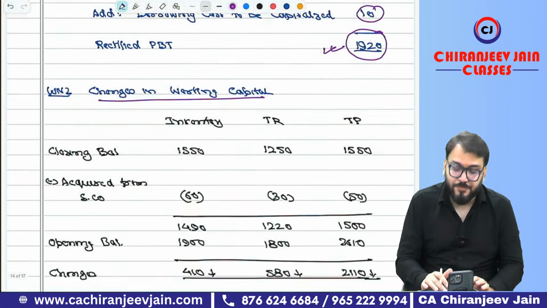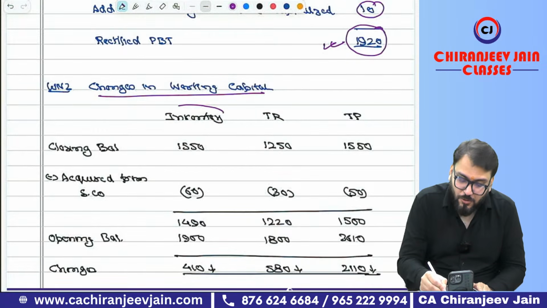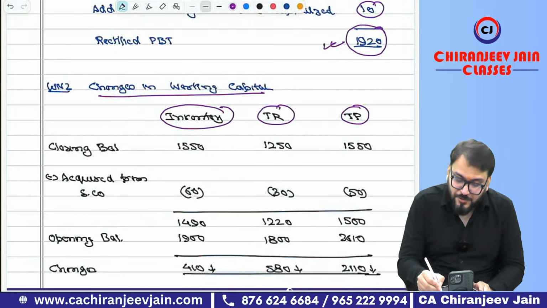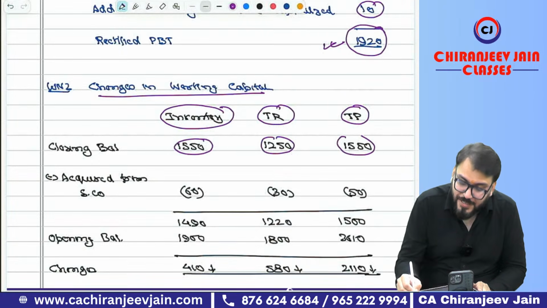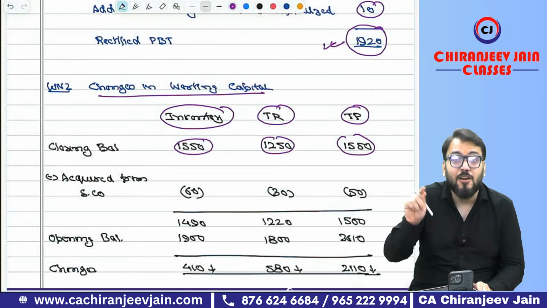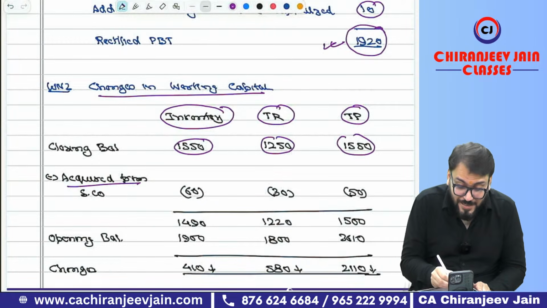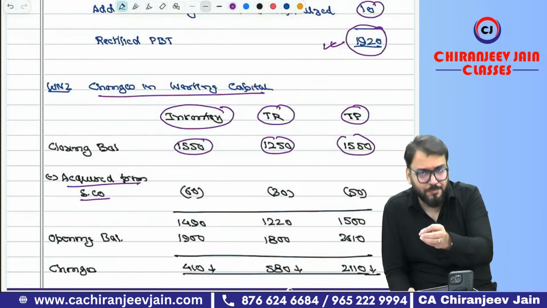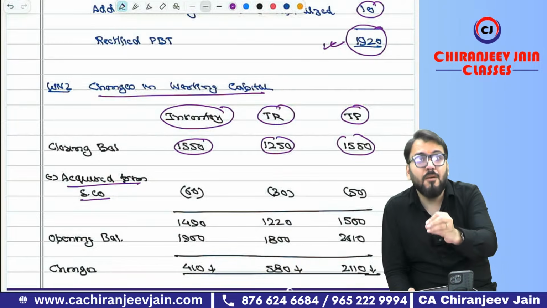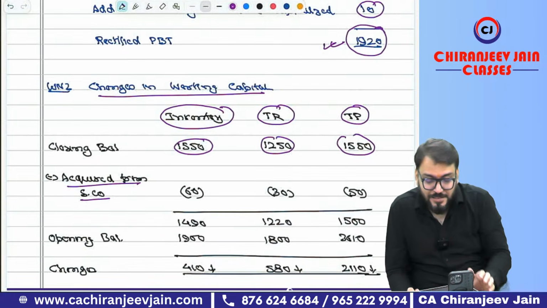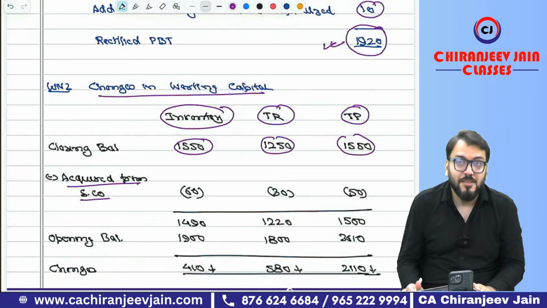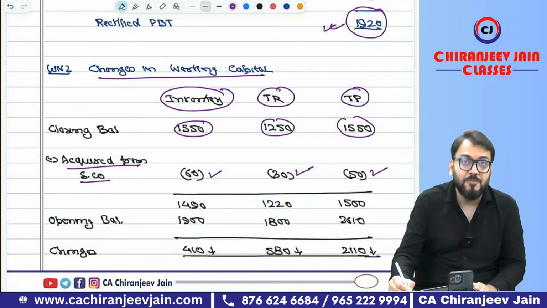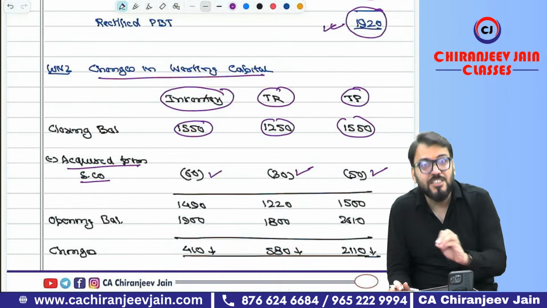Then changes in working capital. You can see there are three working capital items in the question: inventory, trade receivable, trade payable. You need to find out changes in working capital. So first we write down the closing balance. Then from this you will minus the amount acquired from the subsidiary company, because whatever you are paying for acquisition of control is investing activities, and therefore this should be deducted from here. So minus 60, minus 30, minus 50, because that is related to investing activities.